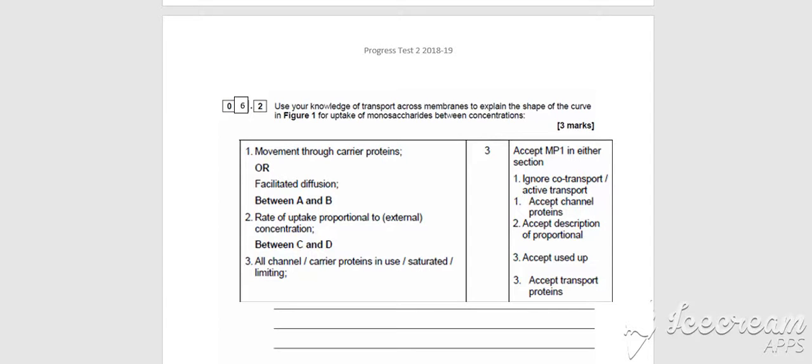So 1 mark for a reference to facilitated diffusion, or the idea that carrier proteins are involved in the movement. They will also accept channel proteins. And mark 2 for a description between A and B, that the rate of uptake is proportional to the concentration, or a description of proportional. And between C and D, then all the channel or carrier proteins are in use or saturated or limiting. They are the limiting factor.